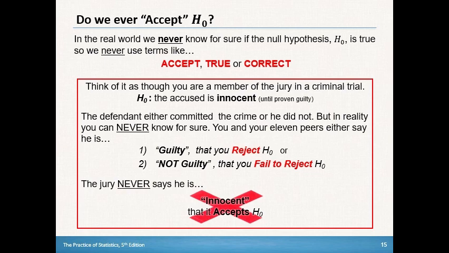We never say we accept the null hypothesis. We never say the accused is innocent. What we say instead is he's guilty or he's not guilty. We just don't have enough to prove that he's innocent, though, right? So he's not guilty or he's guilty. Be careful. We never accept H naught.